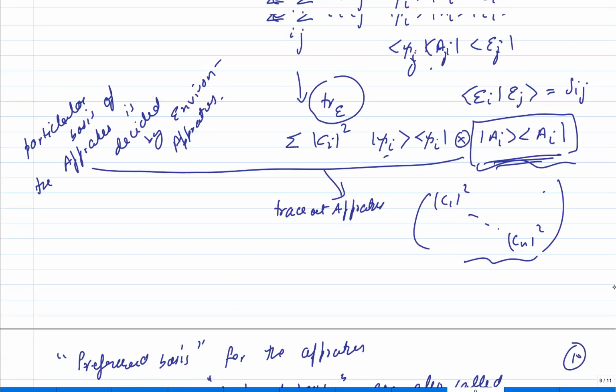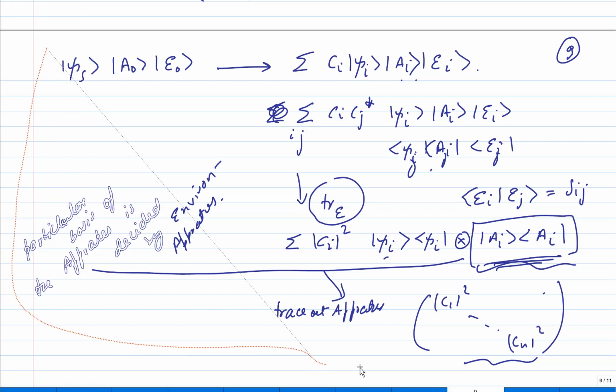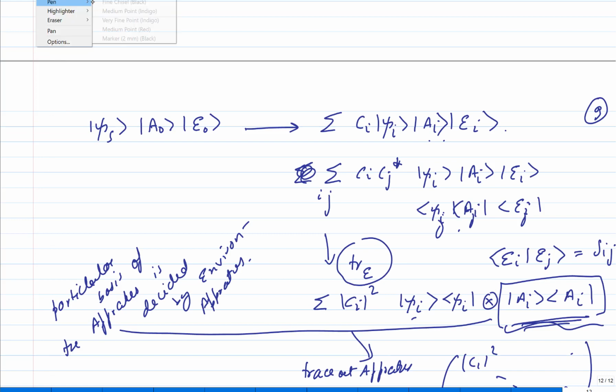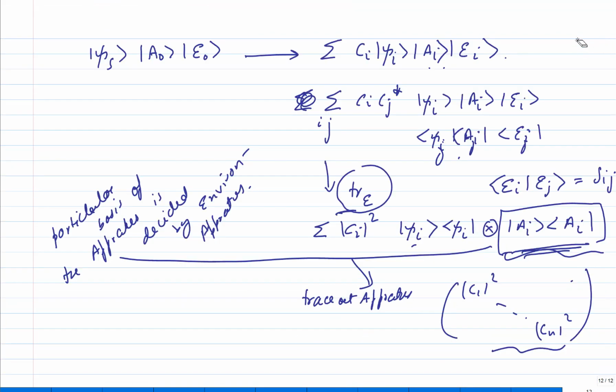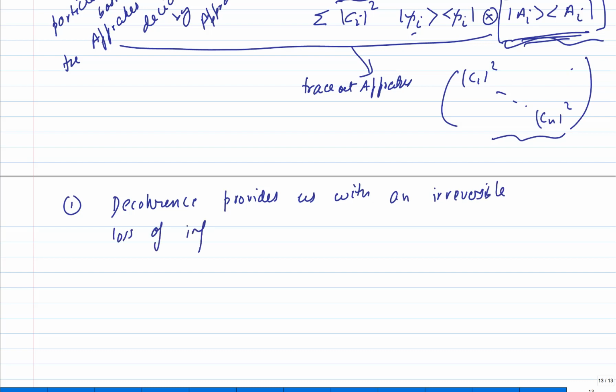Now, as you can see from the definition, the first interesting thing is the following, where we traced out the environment to get this. So, in a sense, decoherence is providing us, and a few questions arise. You can see that decoherence provides us with an irreversible loss of information to the environment.